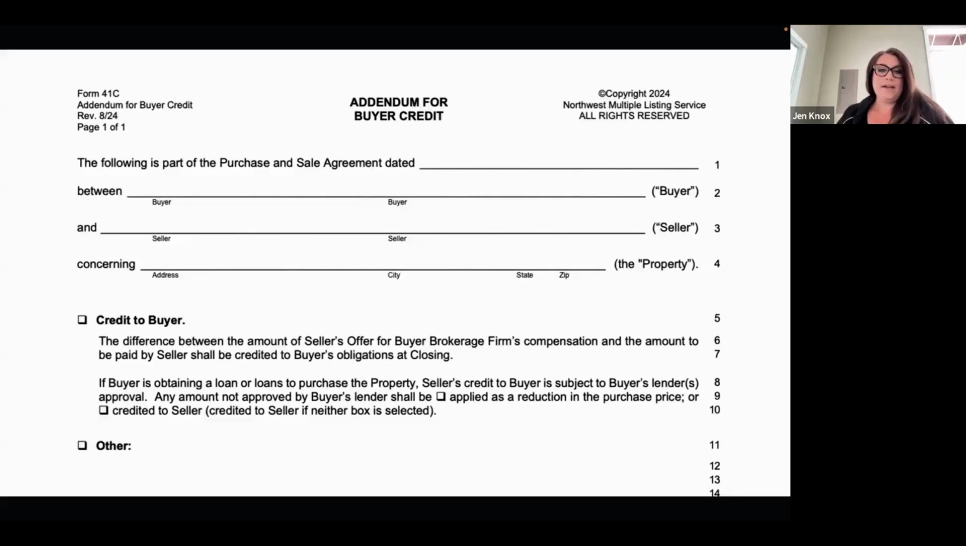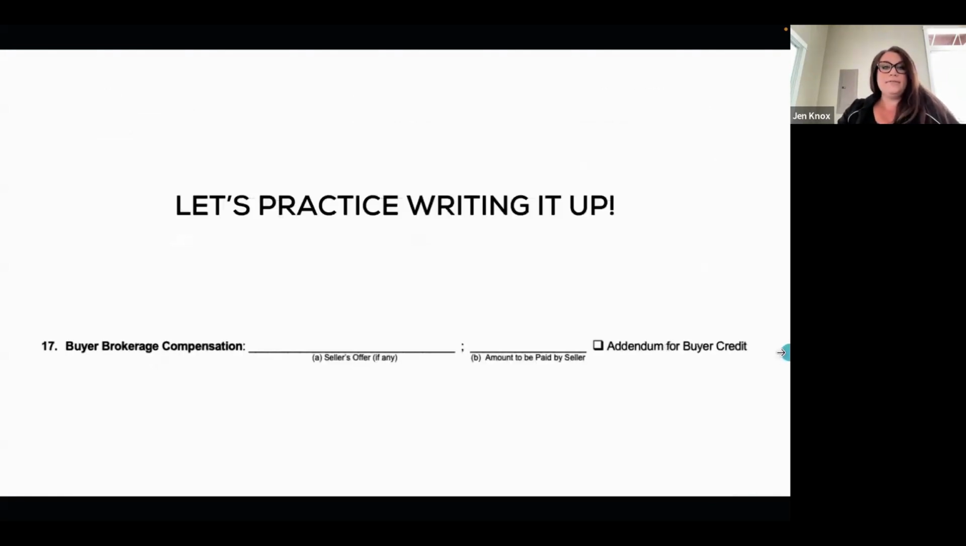So if you're giving something back to the seller, go ahead and check the other box and write in how much of that compensation that the seller is offering is going to be credited back to seller. You do have the option too, as the buyer, to credit it to the buyer. And if the amount exceeds what their lender allows, you can discuss what happens with the difference in that money. You can have that be applied towards the purchase price, or you can just let the seller retain whatever's left over. These are conversations that you're going to be having directly with your buyer on, of course, a case-by-case basis. But this is where we do those things.